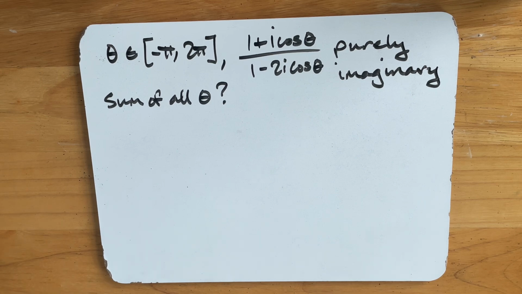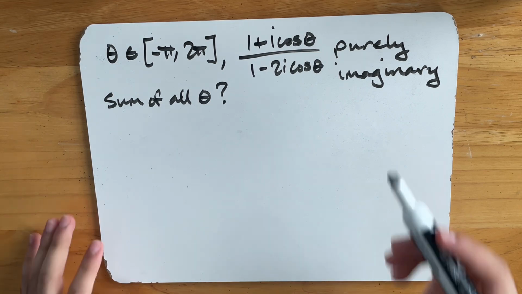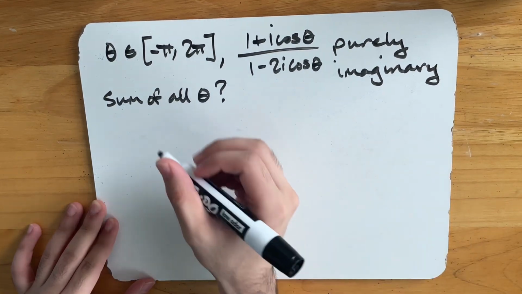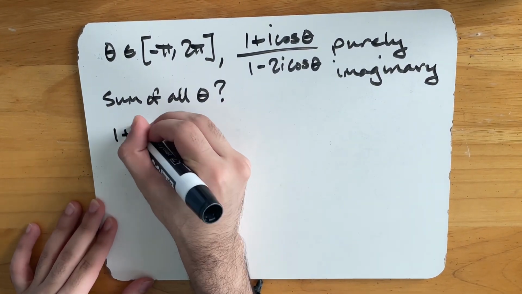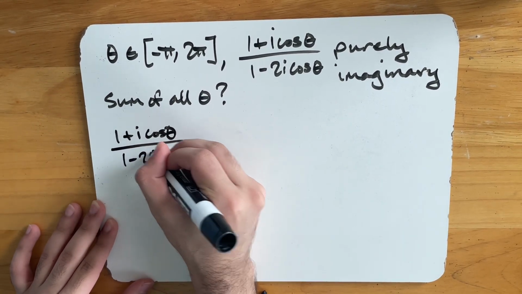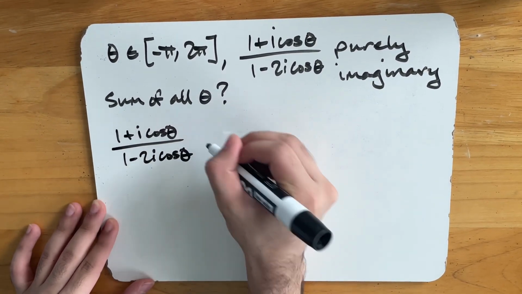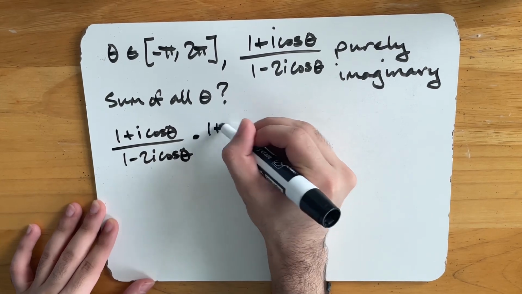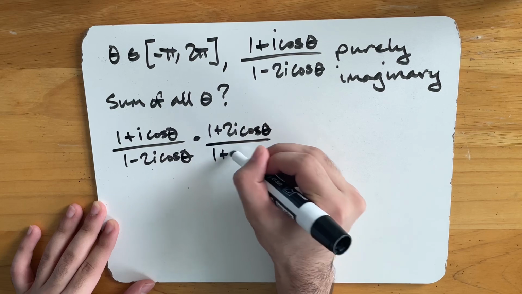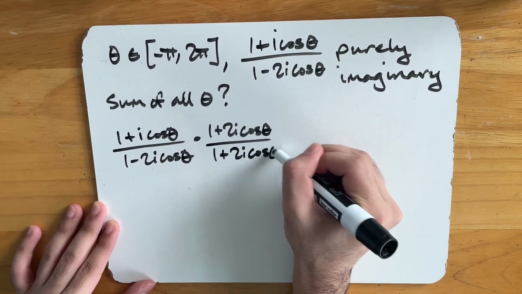So first things first, I see a complex division. I think what I'm going to do is multiply the top and bottom of the fraction by the conjugate of the denominator. So I'll get (1 + i cosine theta) over (1 - 2i cosine theta), times (1 + 2i cosine theta) over (1 + 2i cosine theta).